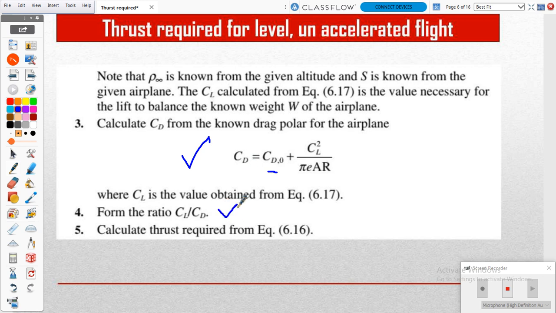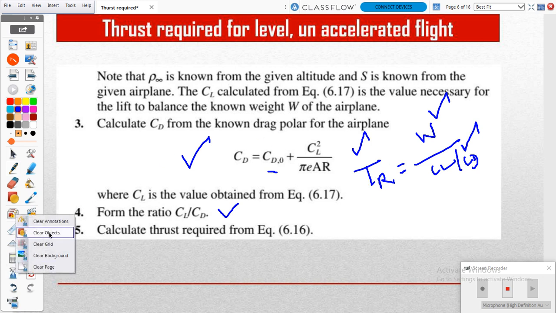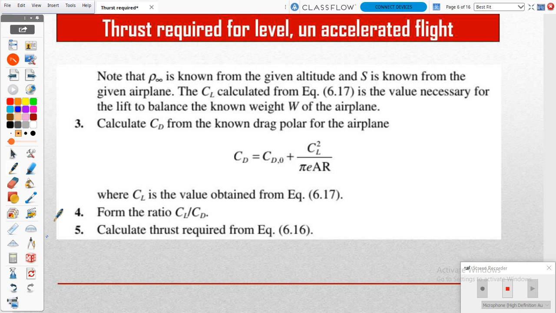After that you need to calculate the value of CL divided by CD. Then you need to substitute in the final equation so you can get the value of thrust required. Thrust required you already know, TR equal to W divided by CL by CD. Now we know the value of W and the value of CL divided by CD, so we can get the thrust required. These are all the procedures you need to follow for your particular airspeed. So this is the procedure to calculate thrust required.